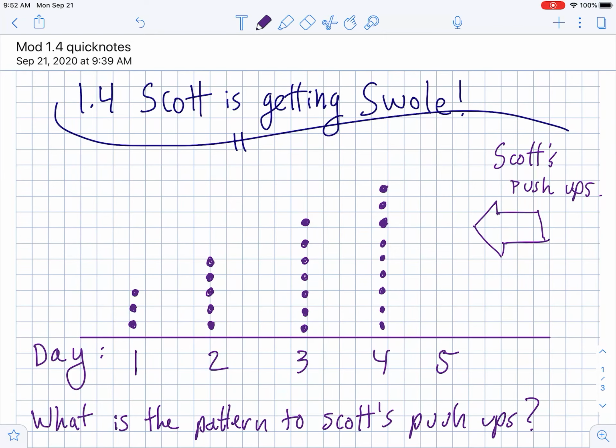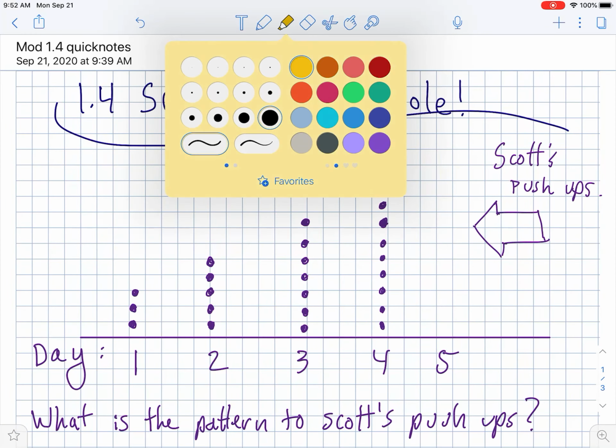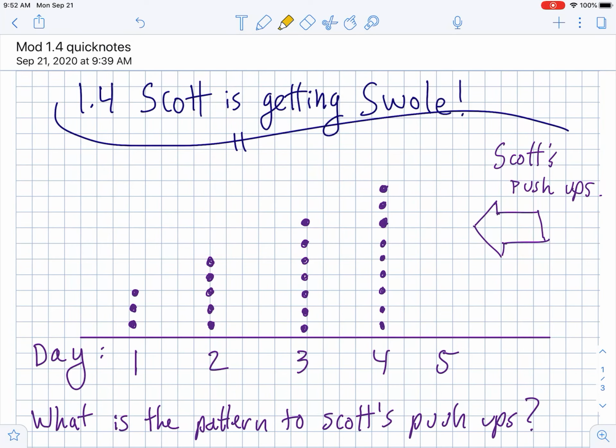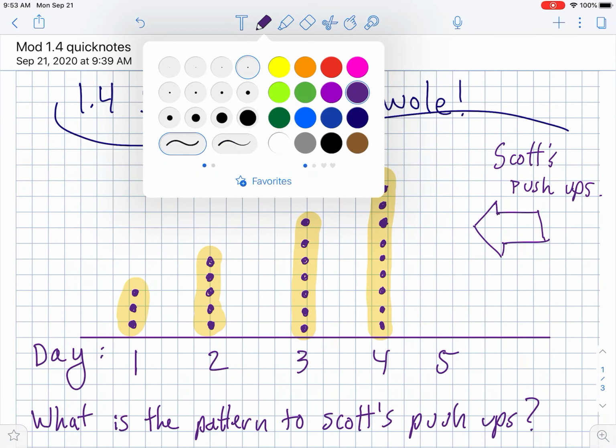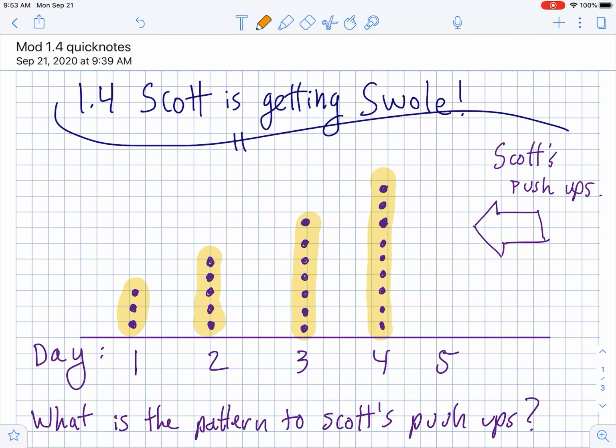So, on day 1, you can see here, let's grab a highlighter, that Scott made this graphic organizer for his push-ups. Day 1 he does 3 push-ups, and then on the next day he does 5 push-ups. Then I believe this is 7 and this is 9. You could say that this is growing arithmetically because this is 3 push-ups, 5 push-ups, 7 push-ups, 9 push-ups. He's doing 2 more push-ups each day.